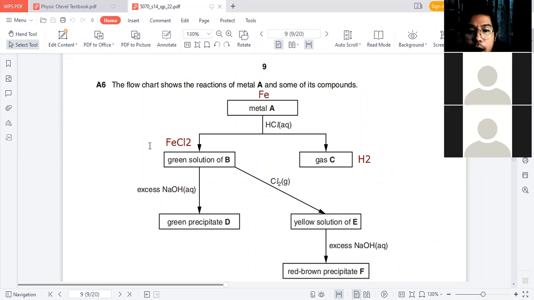Now in terms of the data, look at that: FeCl2 with excess NaOH becomes a green precipitate. That would be an exchange, so you use NaOH. Instead of Cl2, it changes to Fe(OH)2.